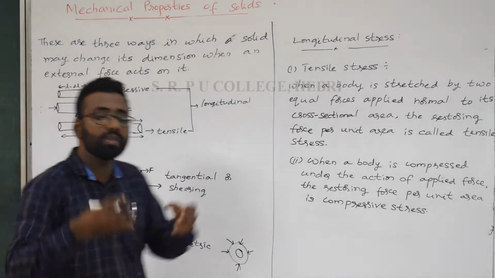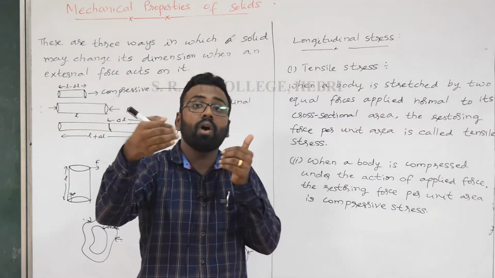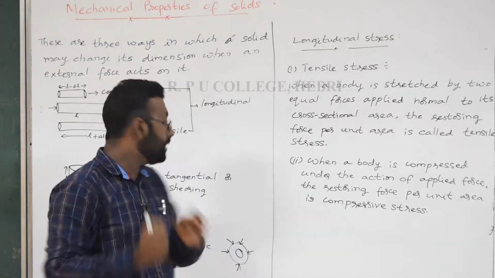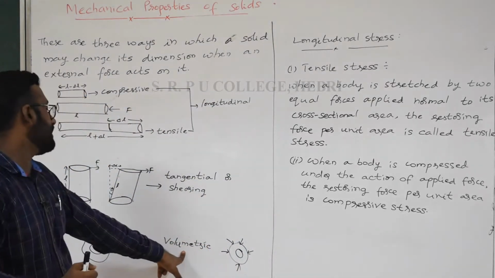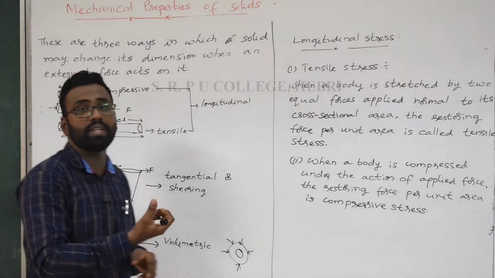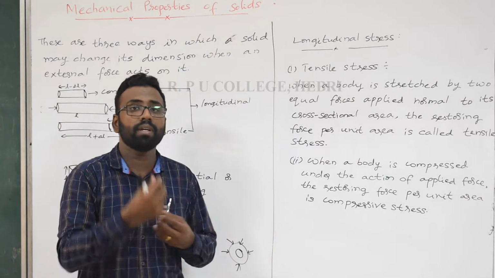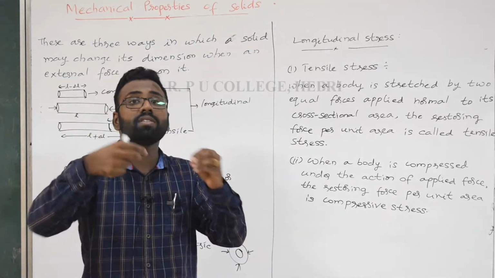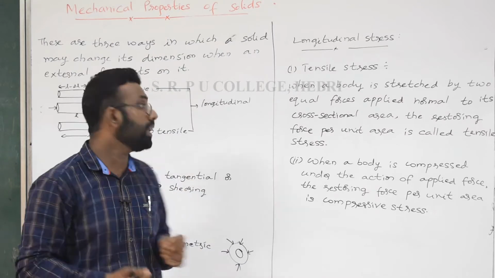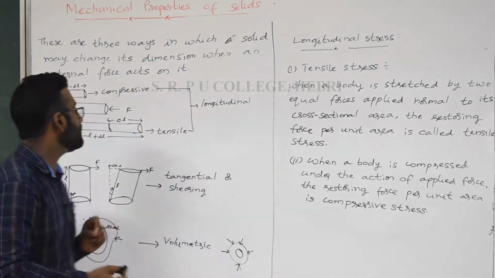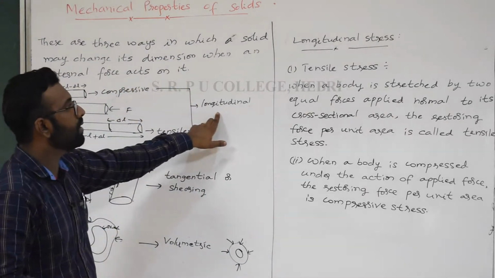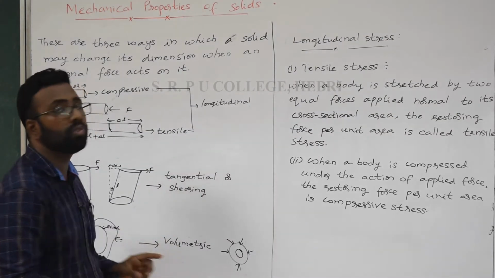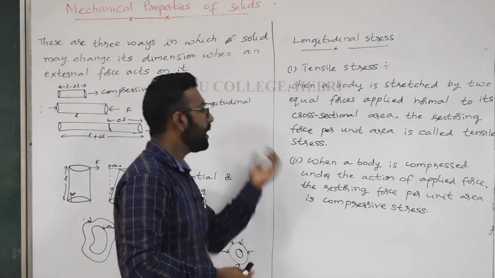So what actually happens here? Equal force acts from all the sides so that the body gets compressed. This is known as volumetric change. The volume itself changes, meaning the dimension from all the sides changes equally. So these are the three things we need to study: first longitudinal, next tangential or shearing, then volumetric. Now we will see them one by one.